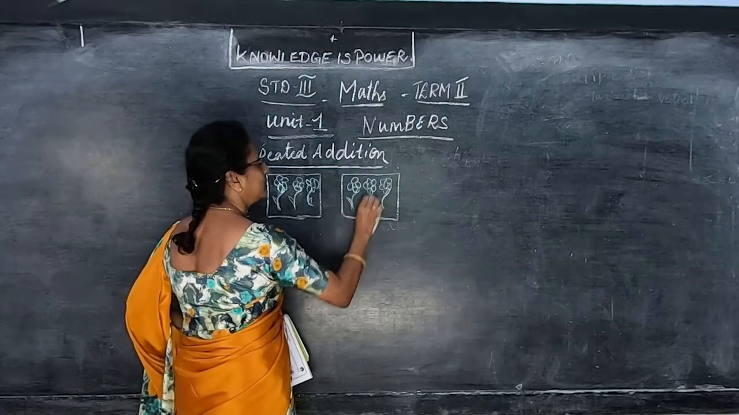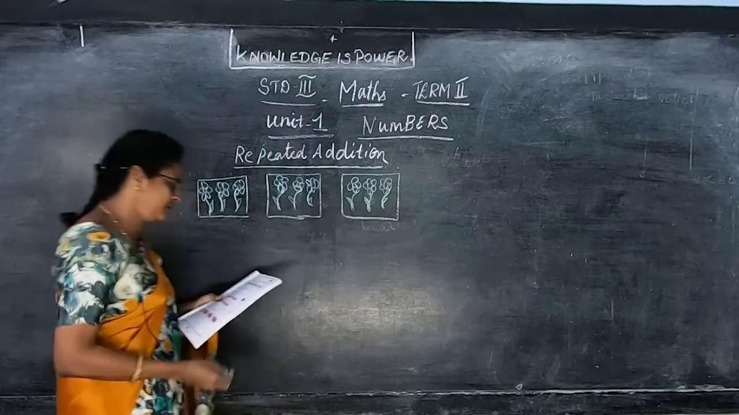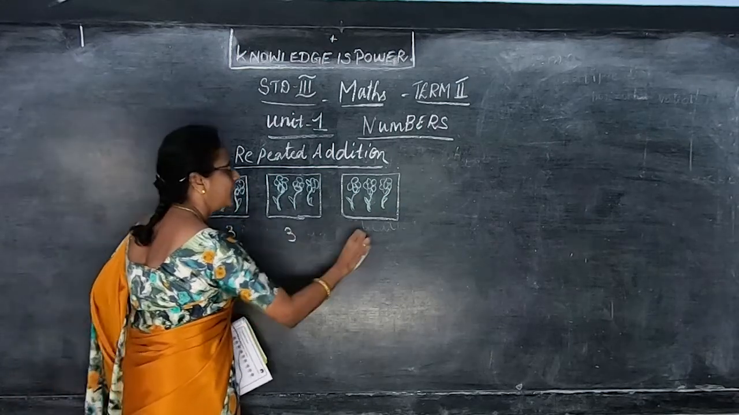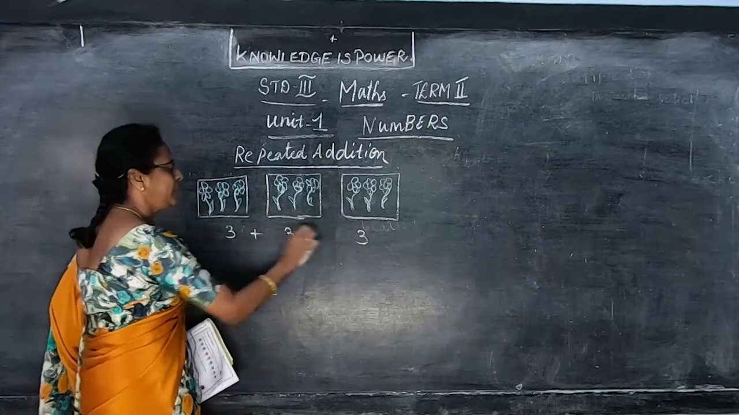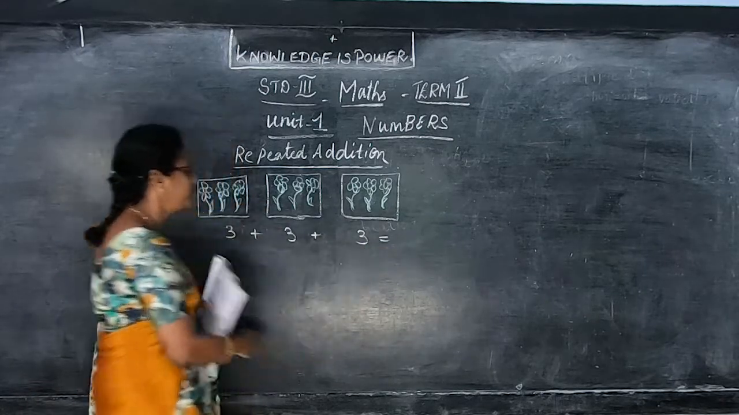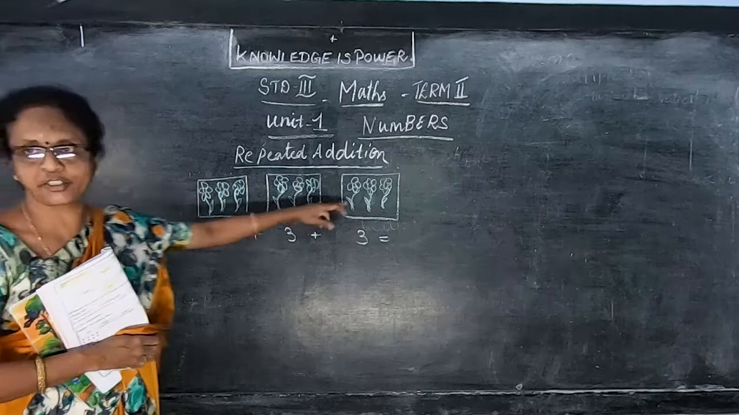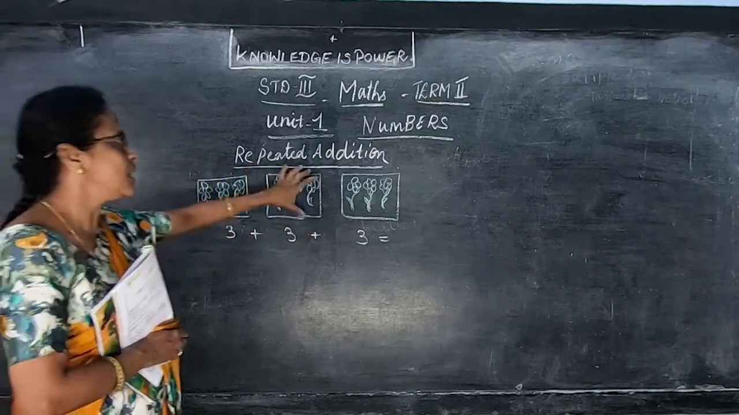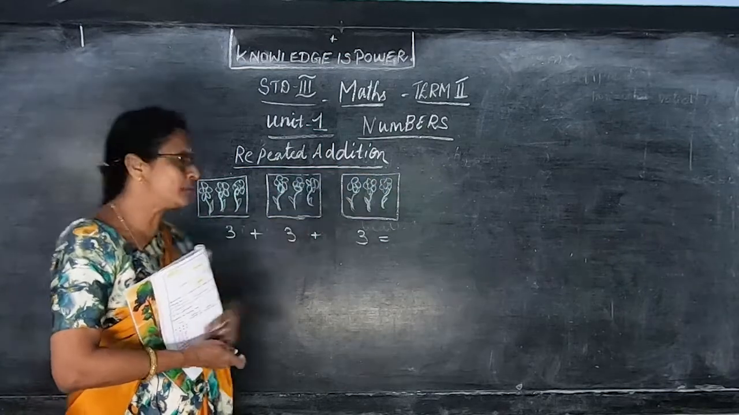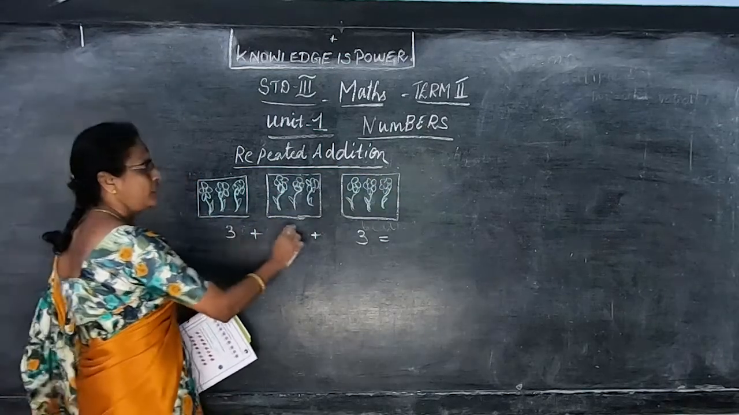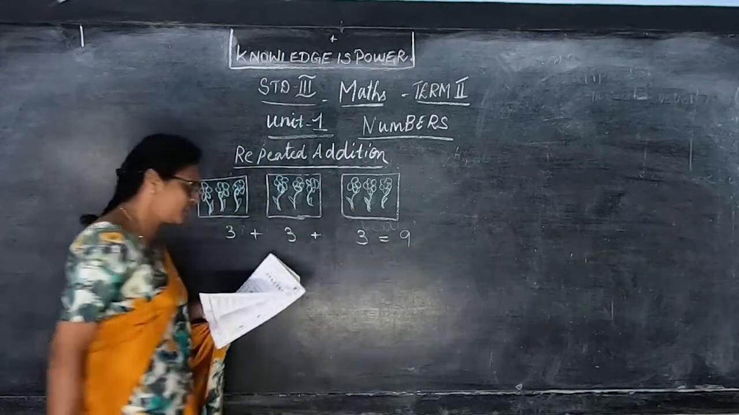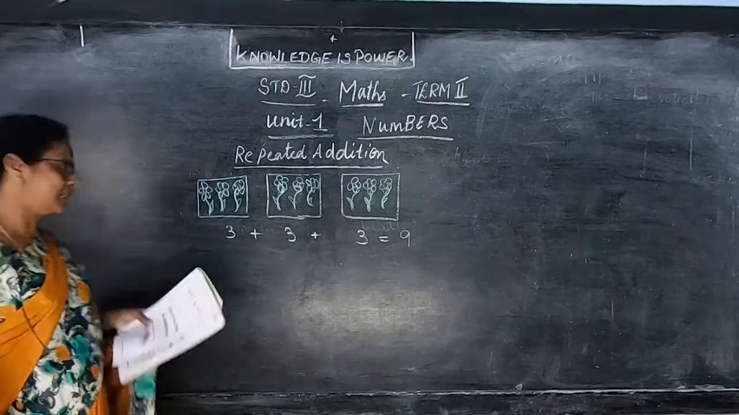Okay. Now, how many flowers are here? 3 flowers. How many flowers? 3, 3 and 3. So all 3 in 3 groups. How many numbers are there? 3 flowers in each group in 3 boxes. That is 3 groups. One group has 3 flowers, another group has 3 flowers, and another group also has 3 flowers. So 3 plus 3 plus 3. How much is that? That is equal to 9. This is known as the repeated addition.